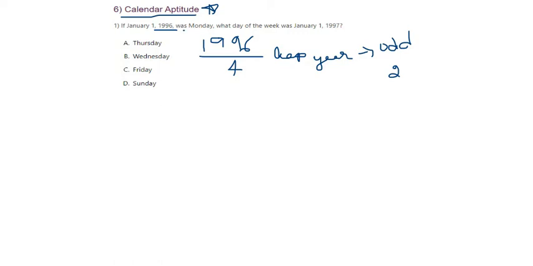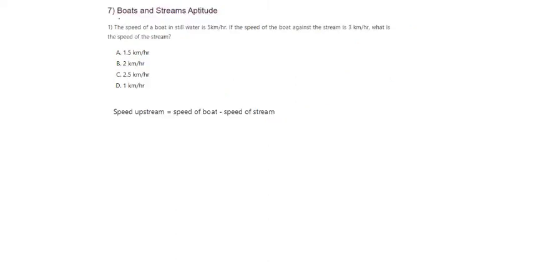Okay. So now as per the question, they have only given that the first day of the year 1996 was a Monday. So the first day of the year 1997 must be 2 days after Monday. So Monday, Tuesday, Wednesday. So your answer is Wednesday. Very simple.